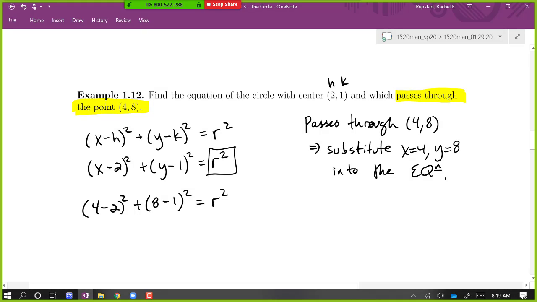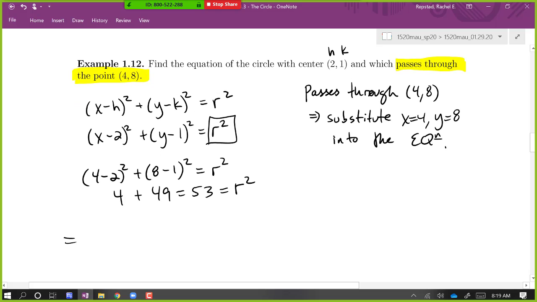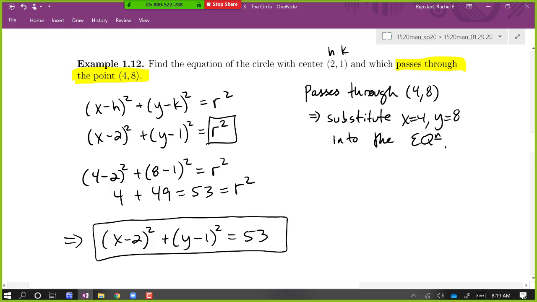So 4 minus 2 is 2 squared, that's 4. 8 minus 1 is 7 squared is 49. So that's 53. Is r squared. And that gives us now the equation x minus 2 squared plus y minus 1 squared equals 53. And there's our equation of the circle in standard form.